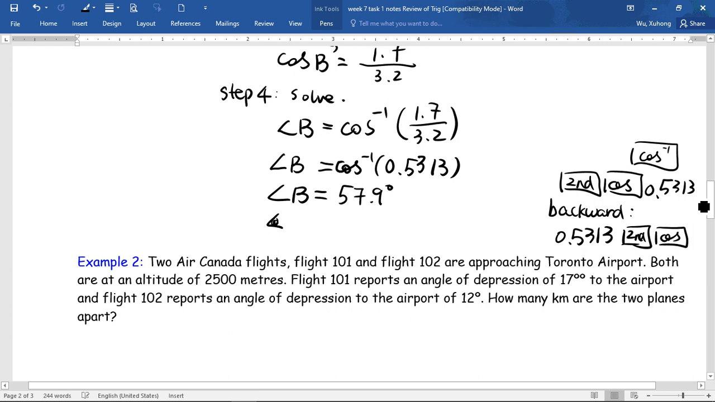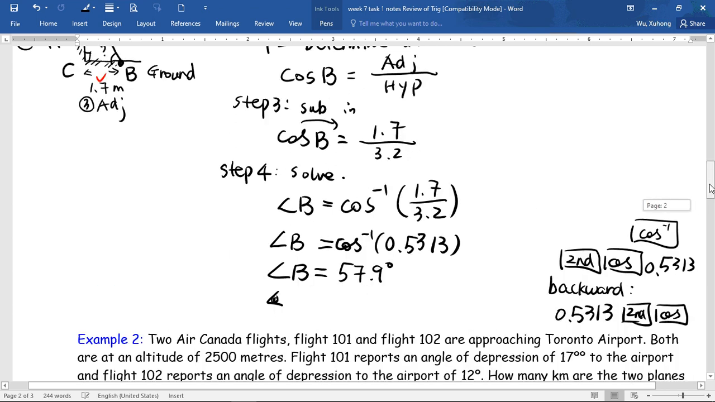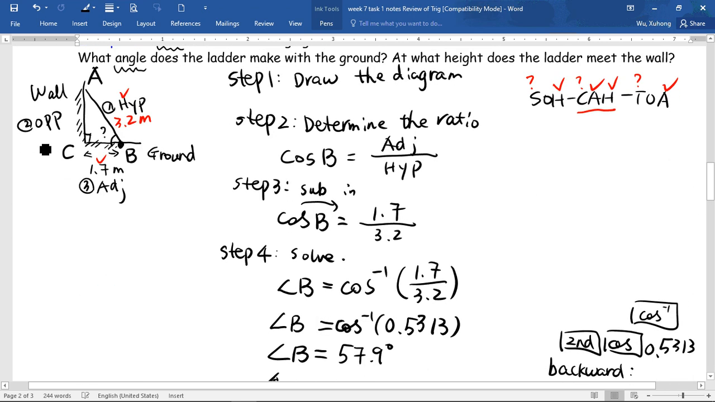This is the angle. Then after that, it also asks you how high the ladder reaches on the wall. So it's asking you for the AC. So that is the second part. So if we know C, opposite side A, opposite side B, use the Pythagorean theorem. So Pythagorean theorem.